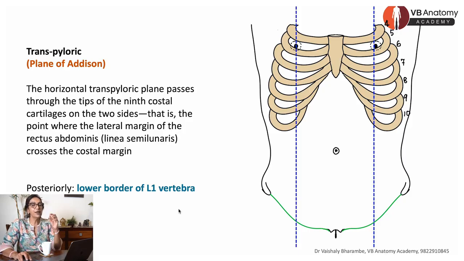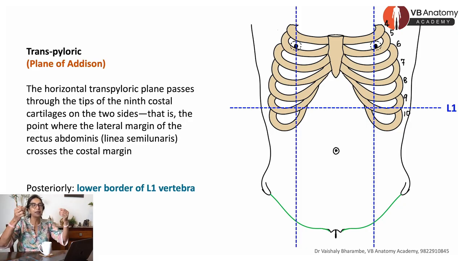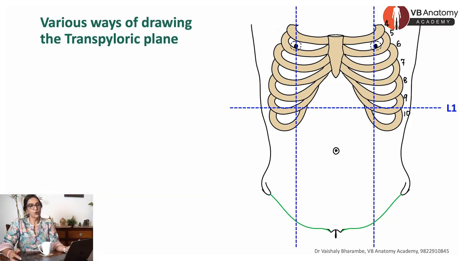Transpyloric plane, very, very important. Focus. How do you draw the transpyloric plane? It's a horizontal plane that passes through the lower border of L1 vertebra, drawn through the tips of the 9th costal cartilage at a point where the linea semilunaris meets the costal margin. Okay. Various ways of drawing it.